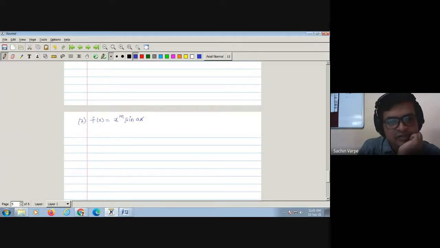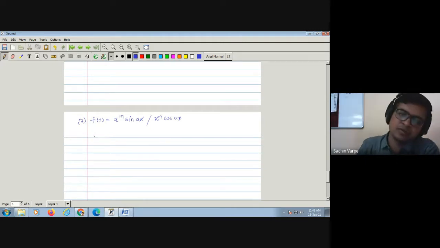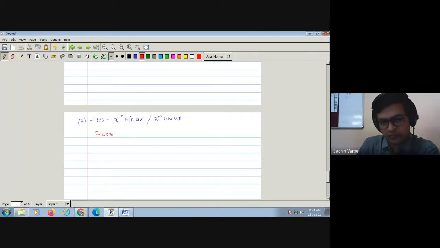So when f(x) is x raised to m sin ax or x raised to m cos ax, how do we get the particular integral by shortcut? For that purpose, we should know some basic preliminaries from complex variables. As we all know Euler's formula, e to the power i theta, I can express in terms of sine and cos. How? Yes, how do I write e to the power i theta is equal to?